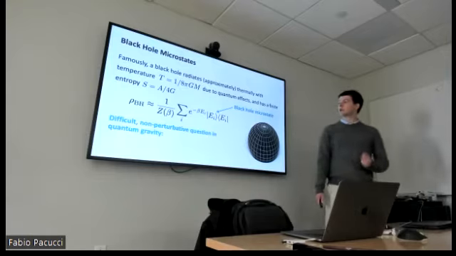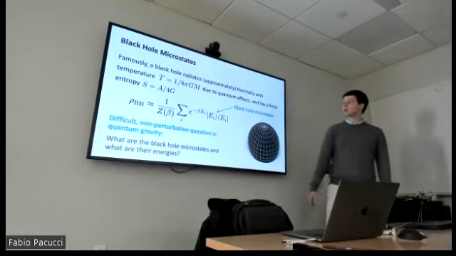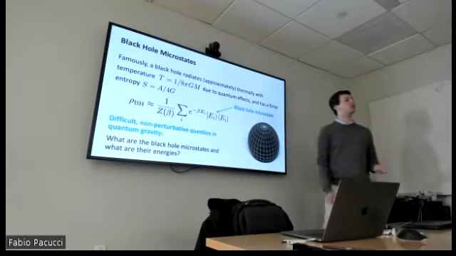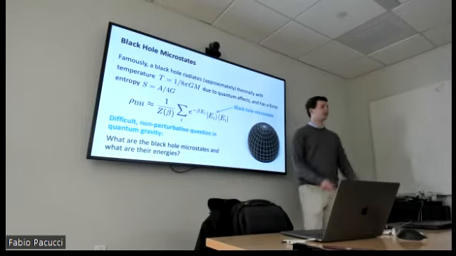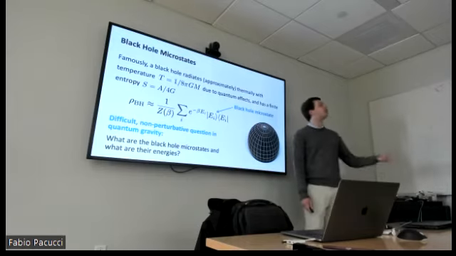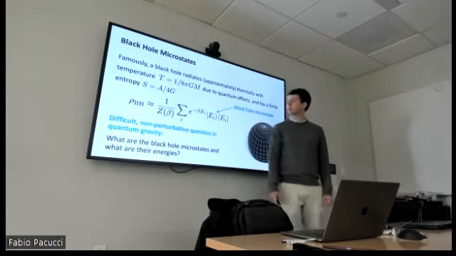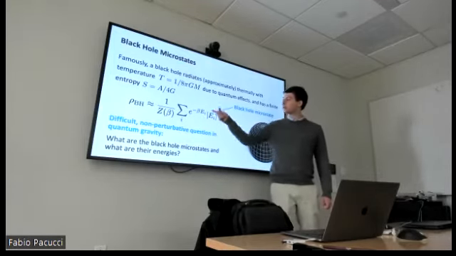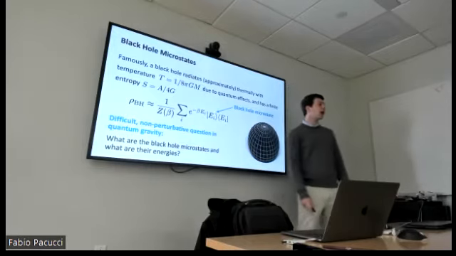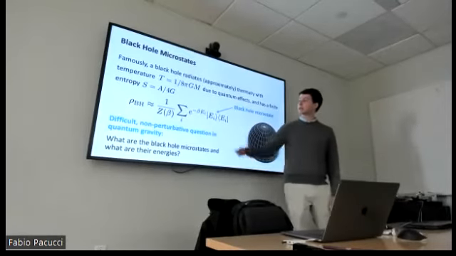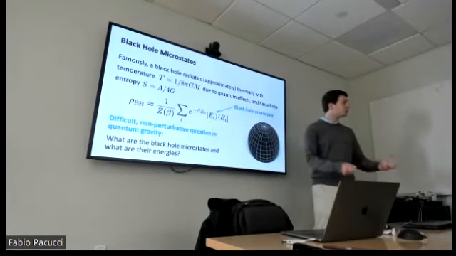Now, a difficult non-perturbative question in quantum gravity is, what are the black hole microstates and what are their energies? If I give you a quantum system, say the Schrodinger equation, one of the first things that you might want to know about it is what are the energy levels? What are the energy eigenstates? Because a black hole is a quantum object which is approximately thermal, there are energy states and there are energies in the game, and it would be nice to have some precise understanding of what they are, what geometry they correspond to and what properties they have. As I'll explain, this is a very difficult question to compute.